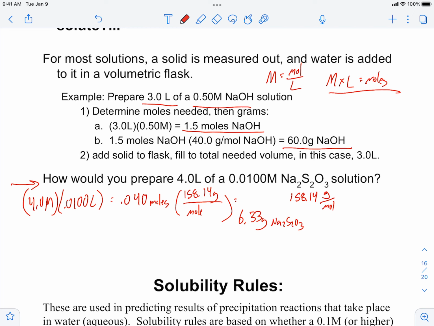Okay. And then, when you describe how to make this, Mahek, what do I do? You would add salt to the flask and then add water. Exactly right. Add it to the flask, plus water, swirl, and then continue to add water until you get to the total volume that is desired, which in this case is 4 liters. So that's how you make solutions. You can make it two ways, either from a concentrated stock solution or from a solid.